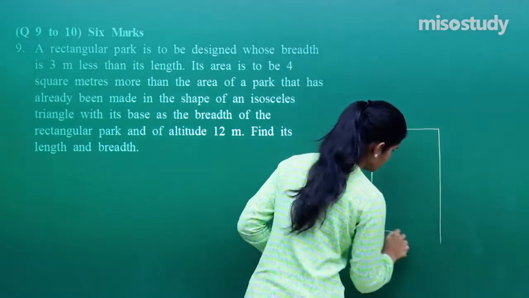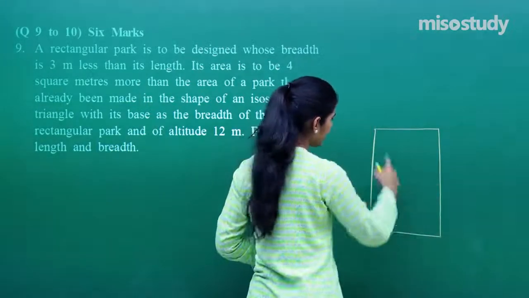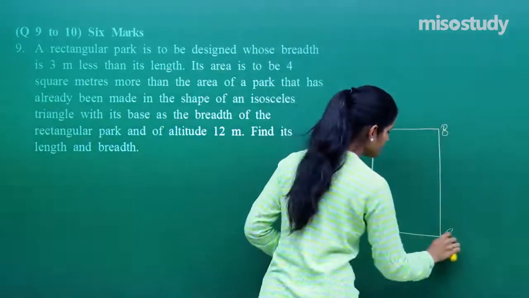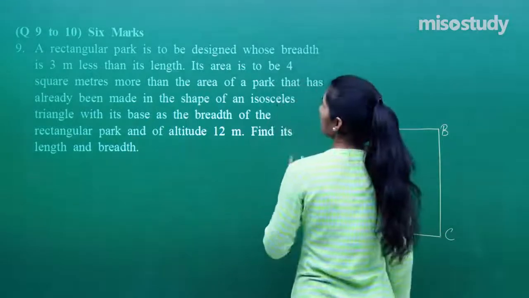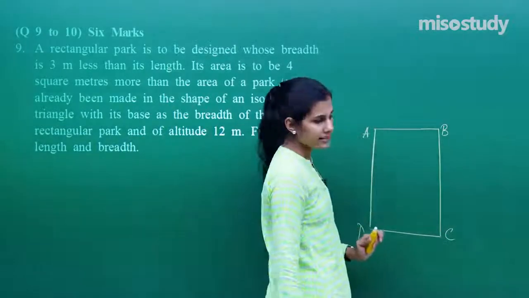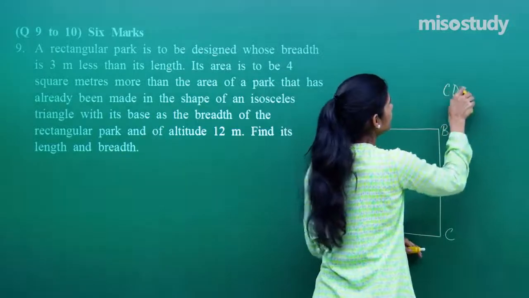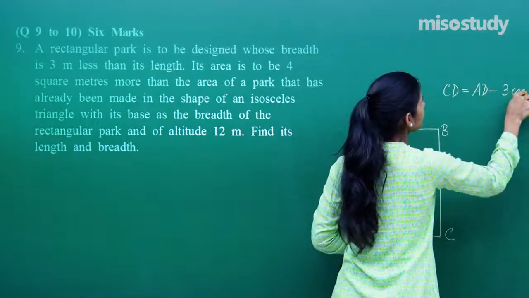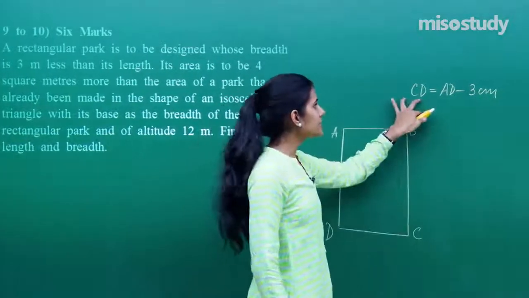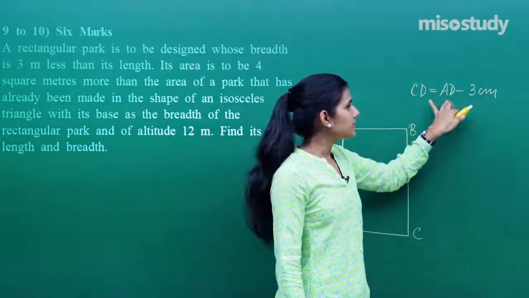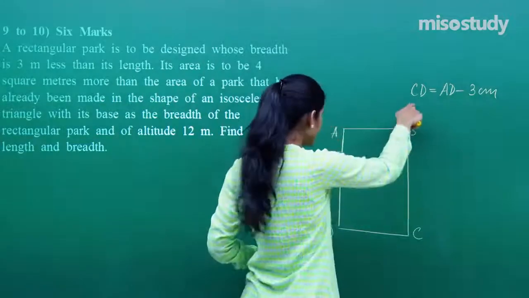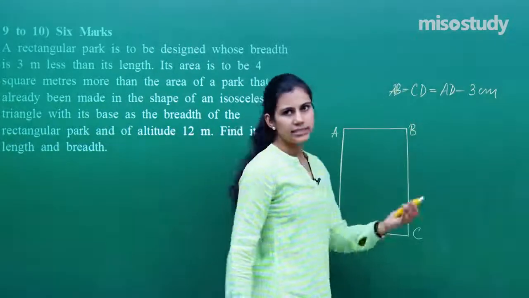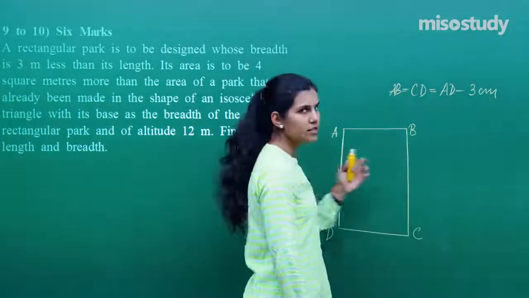This is the rectangle. Obviously this is the length and that's the breadth. So say I mark it as A, B, C, D. I am saying the breadth is 3 meters less than the length. So AD is the length, and the length minus 3 is the breadth. Breadth is obtained when you remove 3 from the length. Fine. CD or AB is the breadth and AD or BC is the length. Both of them are the lengths. You know, in a rectangle, opposite sides are of equal measure.